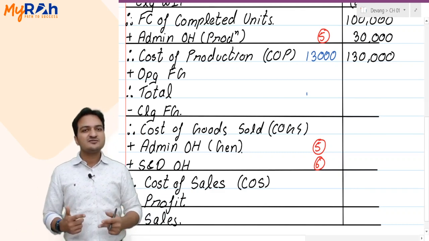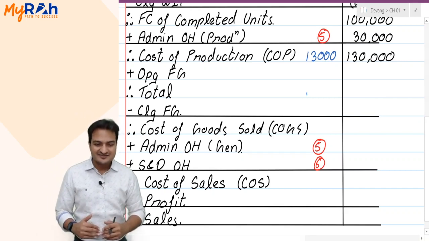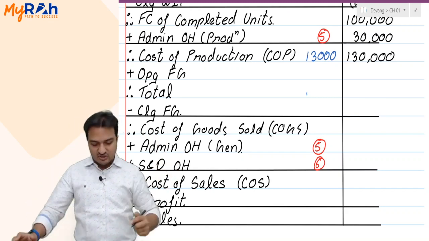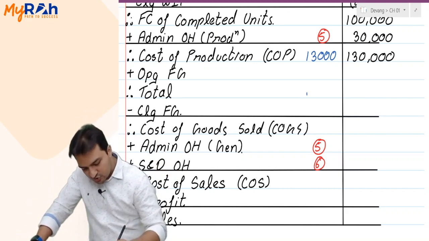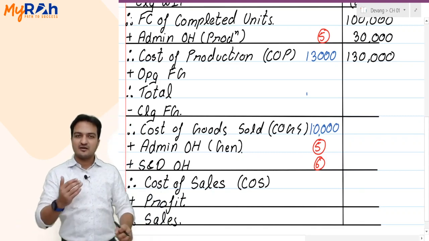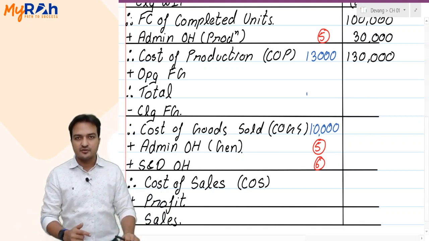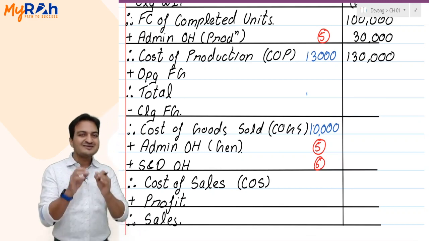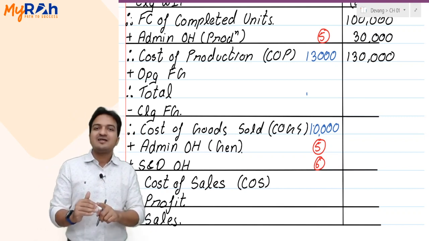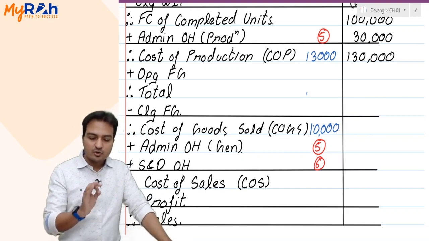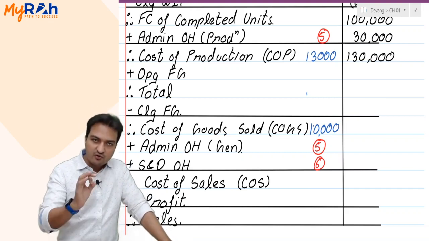Now all the 13,000 units that I produced, not necessarily all of them are sold. Say for example, out of 13,000 which I produced, I have sold only 10,000 units. Now, if I have sold only 10,000 units, then where did the remaining 3,000 go? Well, that remaining 3,000 are the units that I produced but I did not sell, meaning that remaining 3,000 will become my closing stock of finished goods.